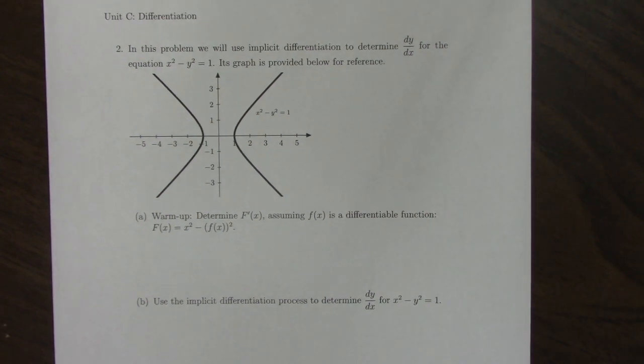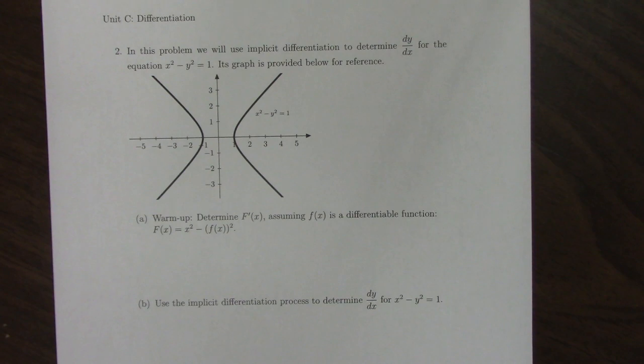For problem 2, we'll use implicit differentiation to determine dy/dx for the equation x squared minus y squared equals 1. So we've provided a graph for you. An implicit function is a function that has x's and y's mixed together inside the function, and they generally can't be separated. So every time we see a y, we apply the chain rule to that particular expression.